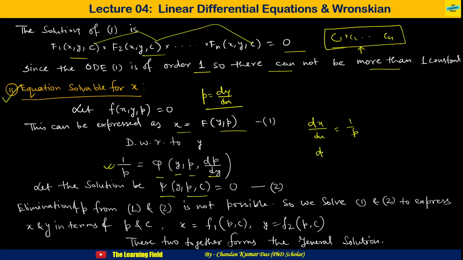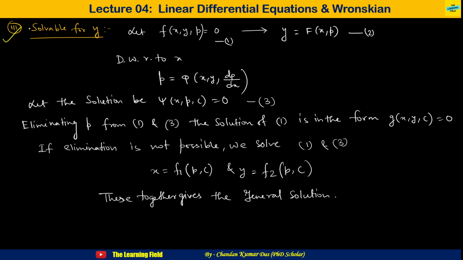Instead of dx/dy, we get a dp/dy type of equation. Suppose here the solution is some function of y, p, and c equal to 0, maybe. Then solving and putting the value p equal to dy/dx, again we have to solve the same thing for the differential equation. Now eliminating p from 1 and 2 is not possible, so we solve 1 and 2 to express x and y in terms of p and c. So x equals f1(p, c), y equals f2(p, c), and so on. These together form the general solution. So this is one procedure to solve these types of equations.